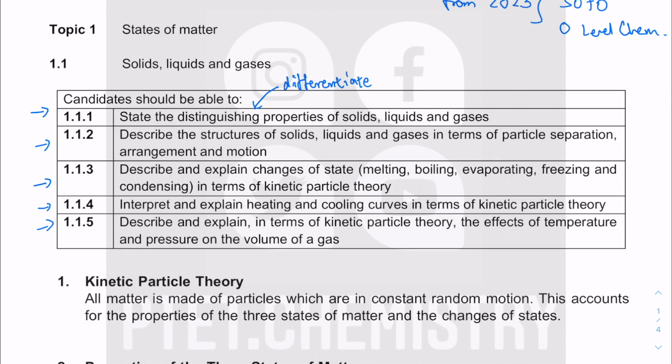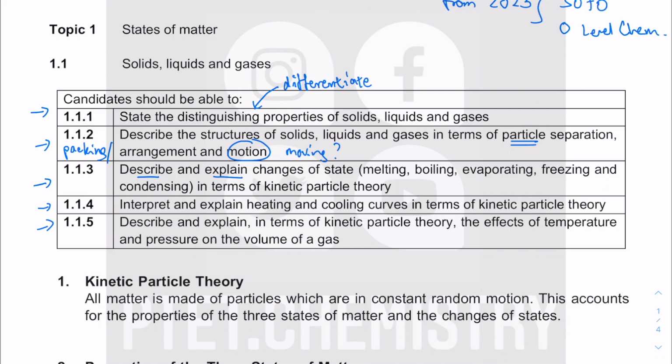So we are talking about particles, which is at the molecular level. We're not talking about the solid that we see, the liquid that we see, or the gas that we see, but we are thinking in terms of their particle separation. How far apart are they? We're talking about arrangement. How are they being packed? As well as motion. How are they moving?